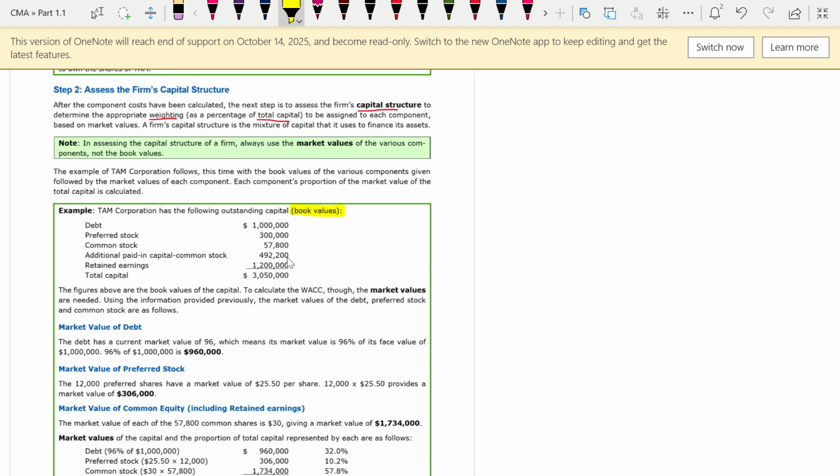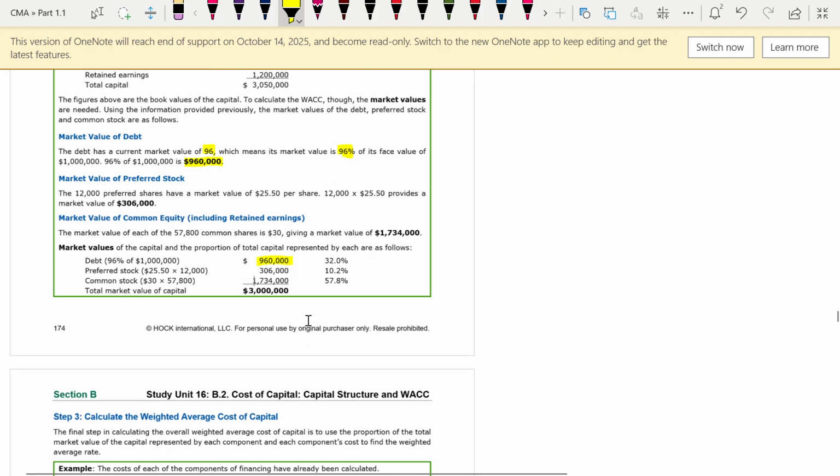What is the market value? They say it is 96, which is 96%. 96% of 1 million is how much? 960,000. We have taken 960. Now, what is the preferred stock? Again, 12,000 shares are there. Market value is 25.5. We have taken 306. Common stock, 57,800. Market value is $30. We have taken this.